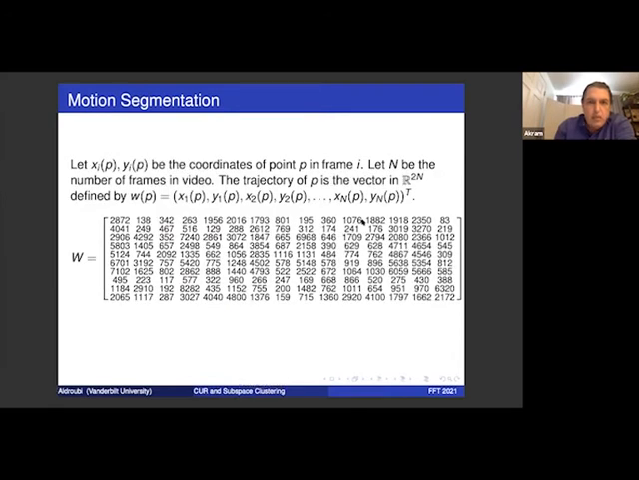Here is something that you can prove. Suppose for that point P on the object, you take the coordinate on the first frame of your video, then the second frame, and you continue until the last frame of your video: the same point, but its XY coordinates in each frame. You make this long vector, let's call it W of P. It turns out that for the object, these vectors that you construct from any points and put together in this matrix belong to a subspace of dimension 4.